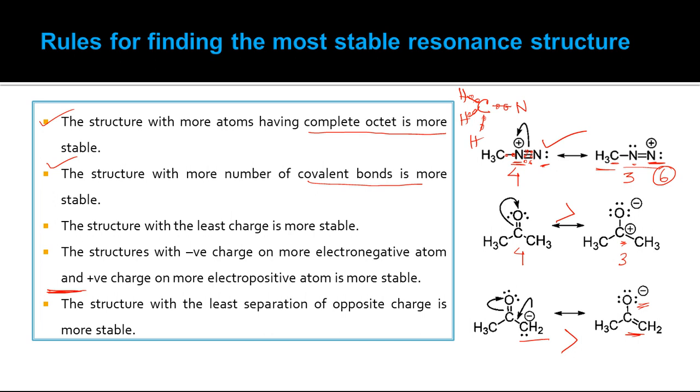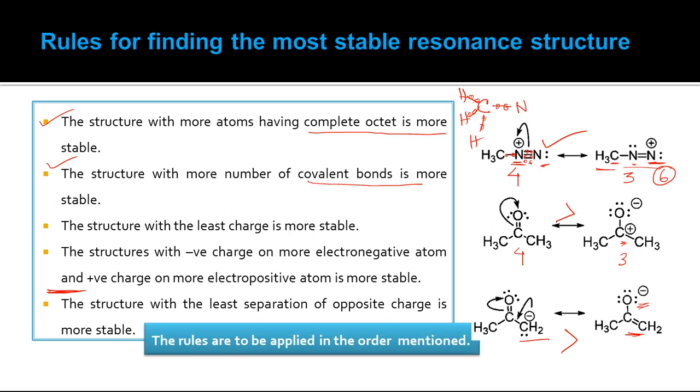But if these two opposite charges are very close to each other in one structure compared to the other, then it will be better, because they can stabilize each other. So that is the reason. So here we have different rules, but how to apply all these rules? The rules are to be applied in the order mentioned. So you have to give more importance to the first rule, then you can move down.